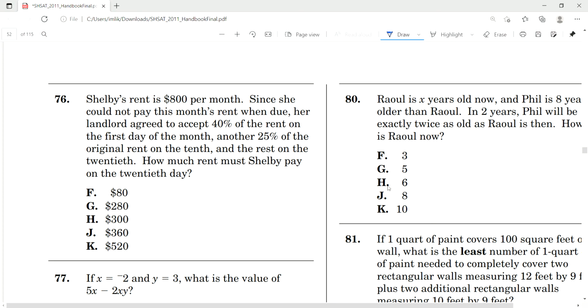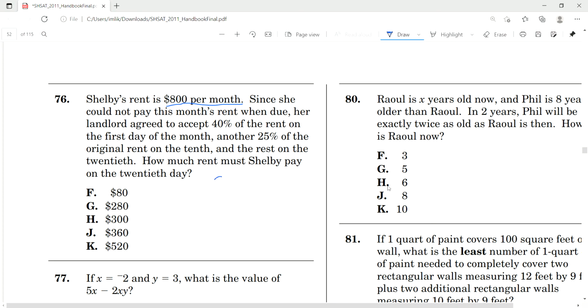So Shelby's rent is $800 per month. Since she could not pay this month's rent when due, her landlord accepted 40% of the rent on the first day of the month and another 25% of the original rent on the 10th. And the rest she must pay on the 20th. How much rent must she pay on the 20th day?